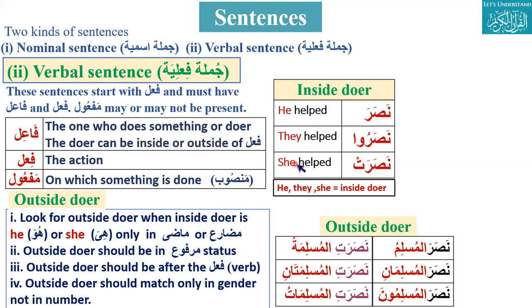And if there is an inside doer, he or she, whenever the inside doer is he or she, you have to look for an outside doer. And the outside doer's sign is that it will be marfu. It will come after the verb in any place, and the outside doer should match only in gender but not in number.